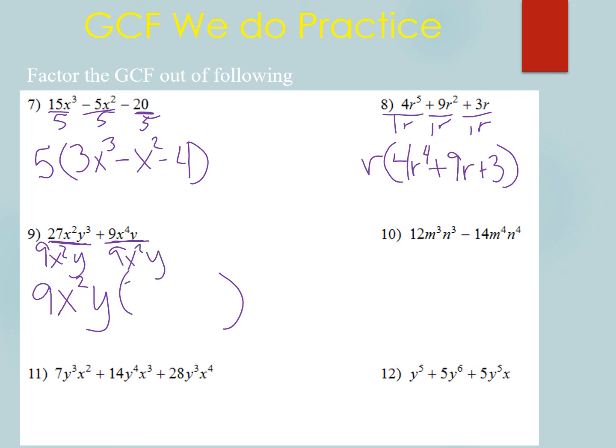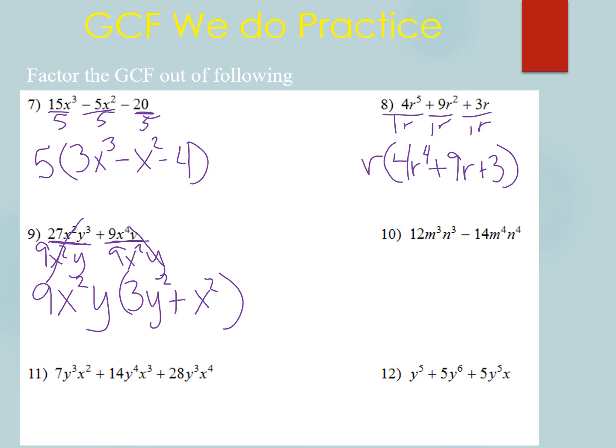So 27 divided by 9 is 3. x squared divided by x squared goes away. y to the 3rd, take away 1, I have 2 left, so y squared. Plus 9 divided by 9 is 1, so that's gone. x to the 4th divided by x squared, I had 4, I'm taking 2 out, so I have 2 left. And then y divided by y cancels, it's gone. So I have 3y squared plus x squared left. So that's the final answer.